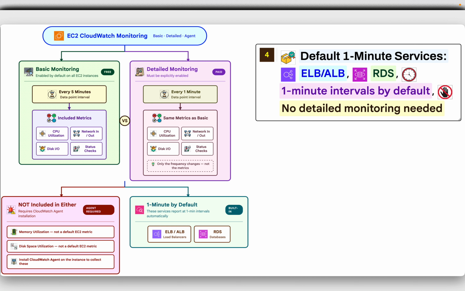Some services like Elastic Load Balancer and Application Load Balancer and RDS already report at 1 minute intervals by default. No detailed monitoring is needed for them.